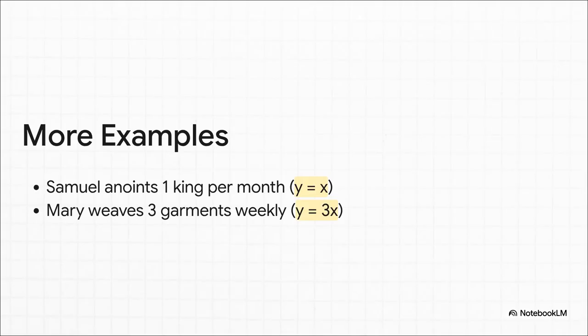So the really crucial point here is how this one simple algebraic structure is shown to be incredibly versatile. It can describe anointing kings or weaving garments or pretty much anything else. The lesson is really driving home the idea that if you can just spot a constant rate of change, you can write the equation for it.